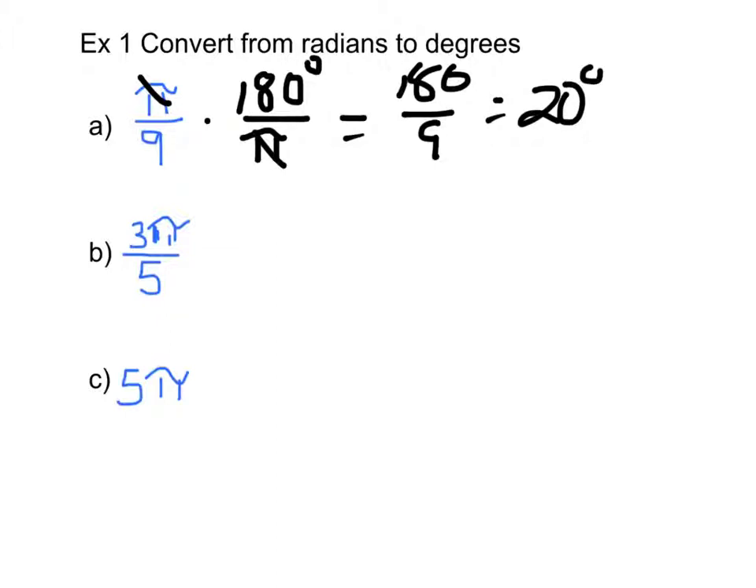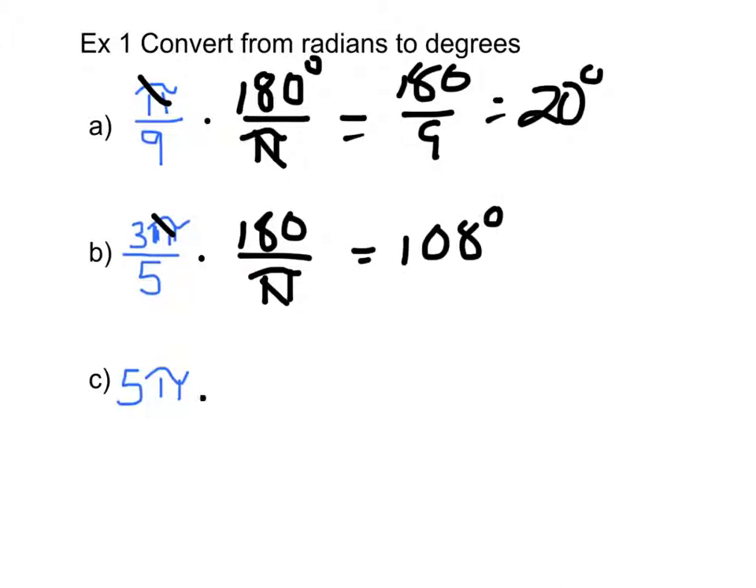Again, from radians to degrees, you multiply by 180 over pi, the pi's cross out, and then you reduce your fraction and get 108 degrees. One more time, 180 times pi, these cross out, 5 times 180 is 900 degrees.